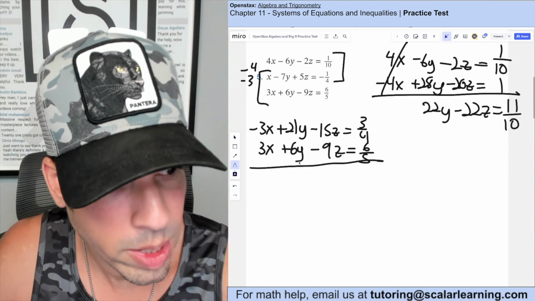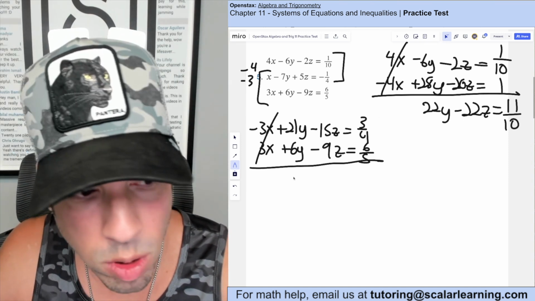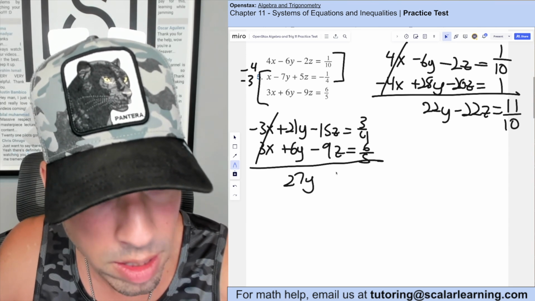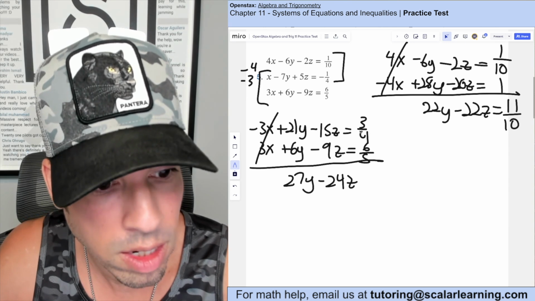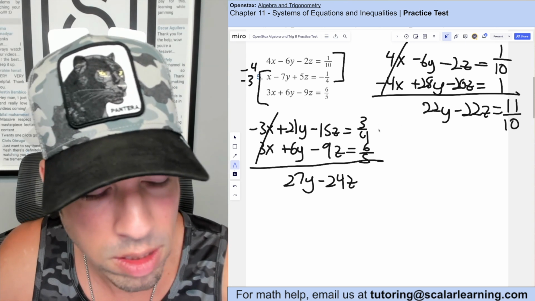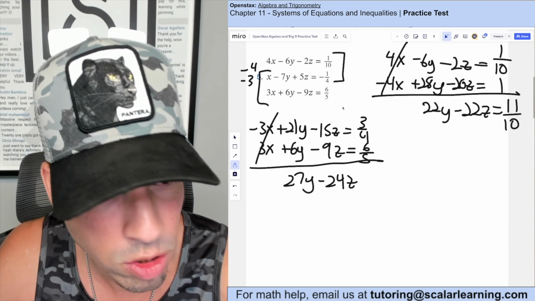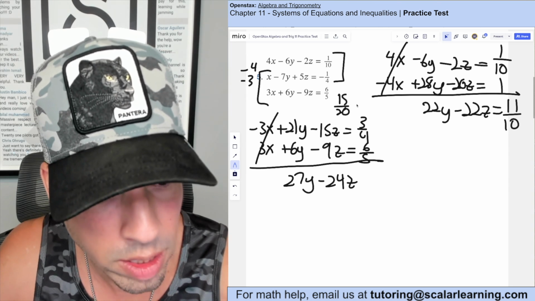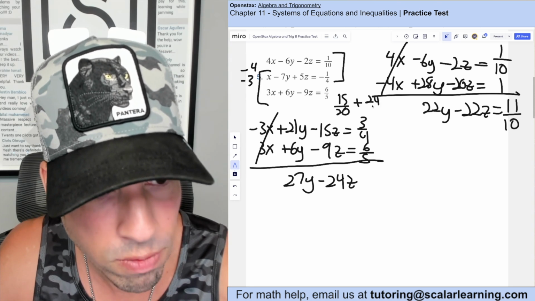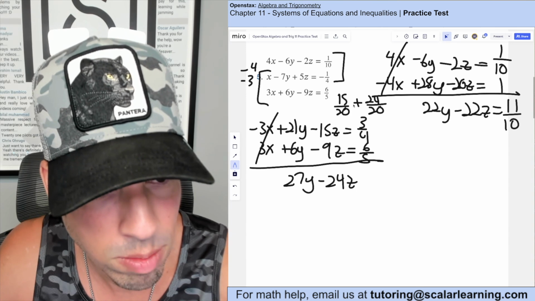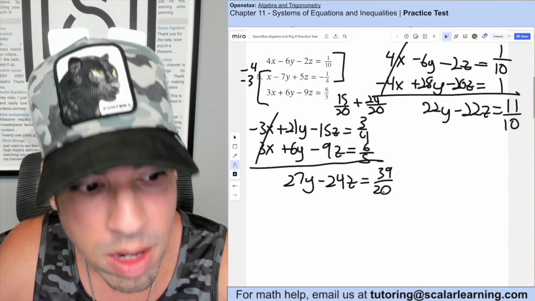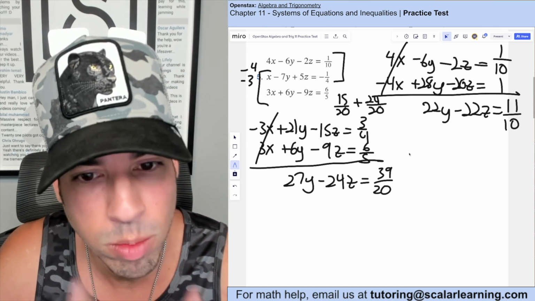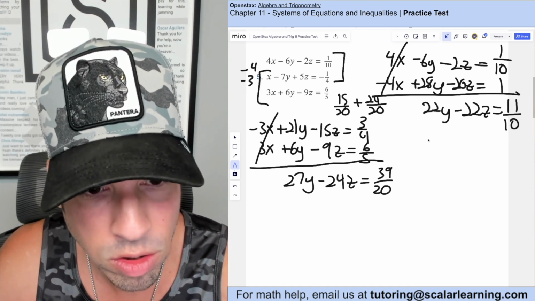Over here, as we add these together, these go away. 21 plus 6 is 27y. Negative 15 minus 9 is negative 24z. And then we got 3/4 plus 6/5. Let's get a common denominator. So that's 15/20 plus 24/20. That's going to be 39/20 equals 39/20. Okay, now we got two equations, two variables. We're good to go. Let's put them right underneath each other.